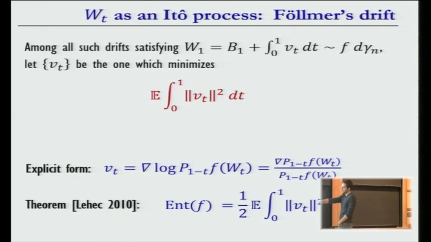So you can think of it as a characterization of the relative entropy in terms of the average amount of energy you need to expend to push a Brownian motion to be distributed according to f. Okay.